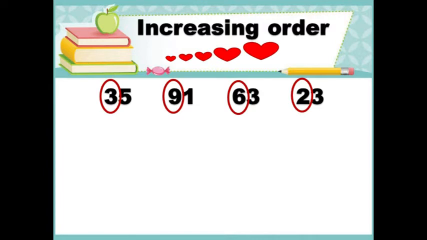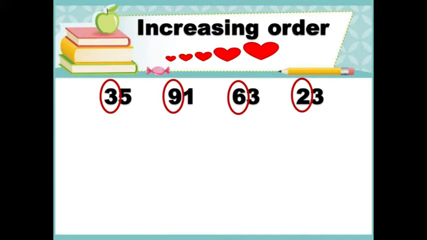There are instances that the numbers in the tens are all the same. If that happens, we proceed to the next place value, which is the ones. Then we look at the numbers in the ones. If they are not the same, we can compare them. Here, they are not the same, so we can start to compare.